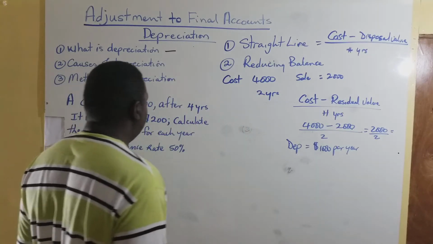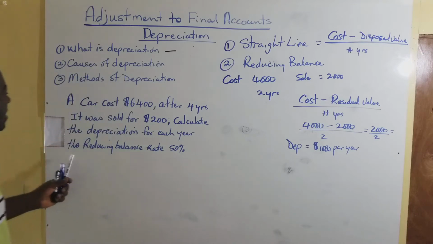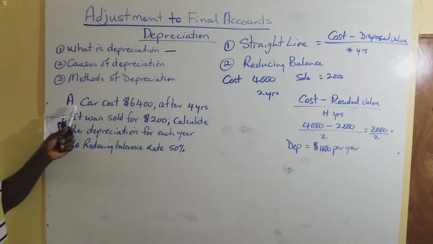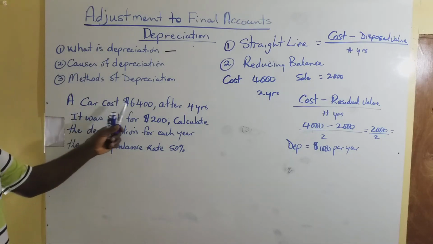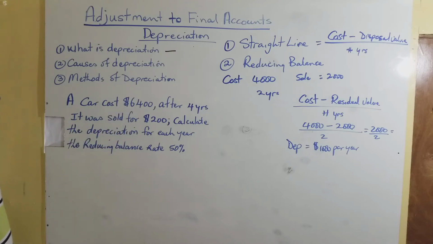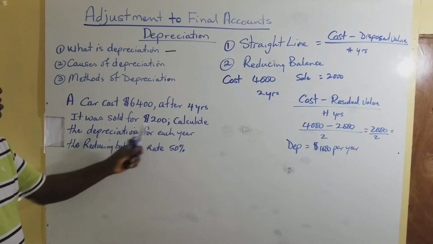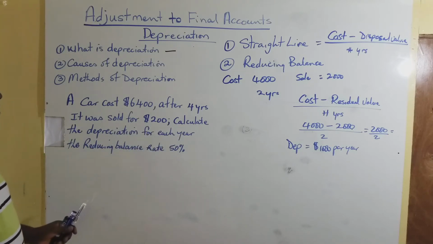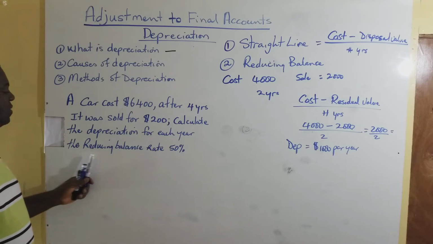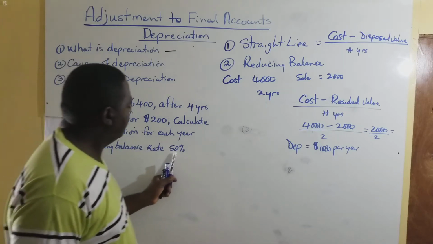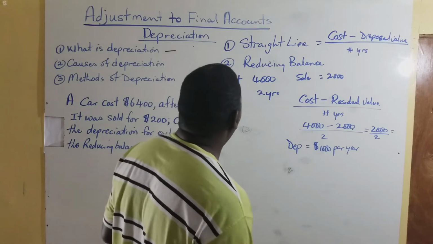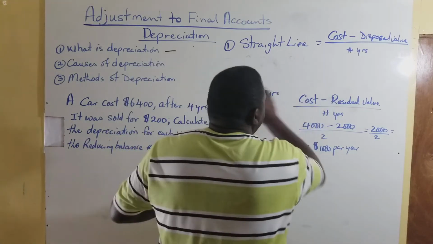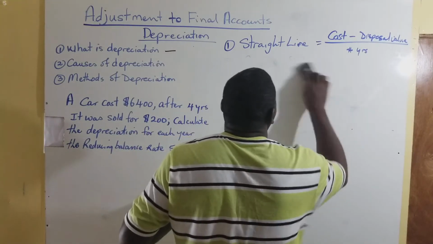With that said, we can move on now to look at this question. It says a car costs $6,400. After 4 years, it was sold for $200. Calculate the depreciation for each. And they say the reducing balance method rate is 50%. All right, so let's commence that activity.